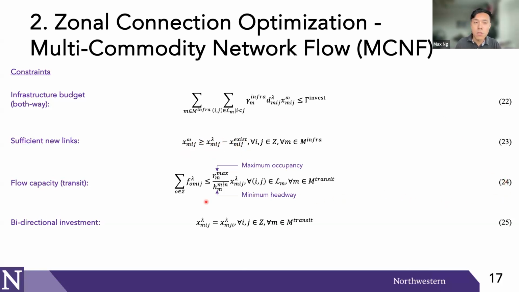Then equation 24 is to match the zonal connectivity variable, X superscript lambda, to the arc flow, F superscript lambda. We consider the hourly capacity provided by each link. So this is the coefficient here. The numerator is the maximum occupancy of each vehicle, and the denominator is the minimum headway. So this is to say the hourly capacity of a link. Then in the end, equation 25, we have to make sure that if we build the link from zone I to zone J, zone J to zone I will also be available for usage.